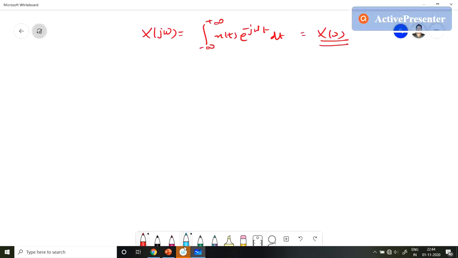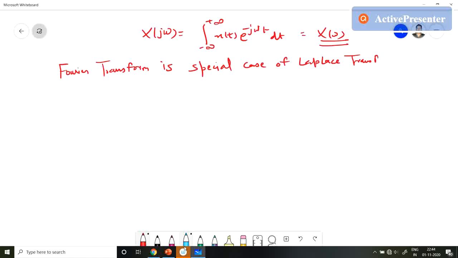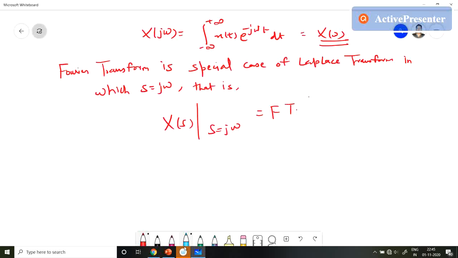So the Fourier transform is a special case of Laplace transform in which s is equal to j omega. So we have X(s), and when s is equal to j omega, that is equal to the Fourier transform of x(t).